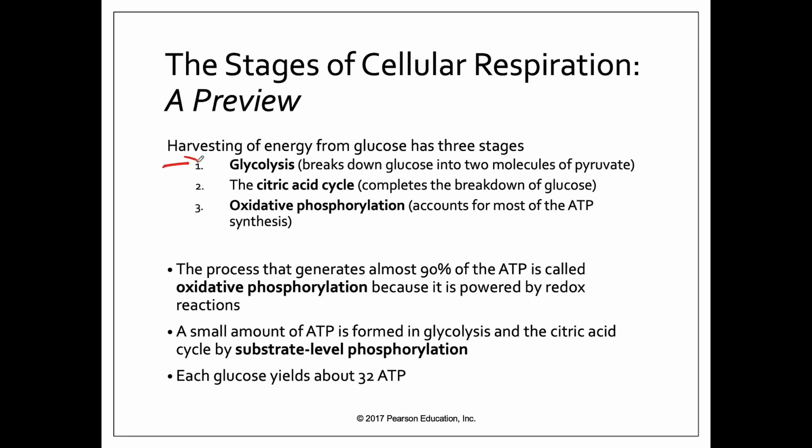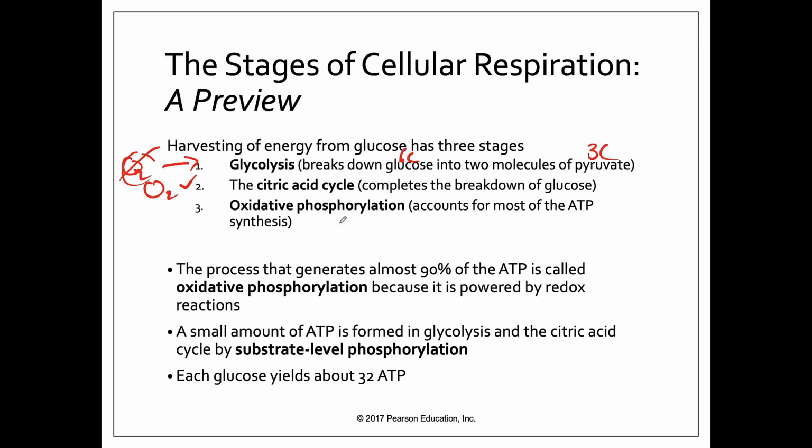So the very first step is going to be glycolysis, and it is going to take glucose and break it down into 2 molecules of pyruvate. So glucose has 6 carbons. We're going to break these each down into 3 carbon molecules. This does not require oxygen. The second step is the citric acid cycle, which is going to take those pyruvate molecules and completely break them down into carbon dioxide. This one does require oxygen.